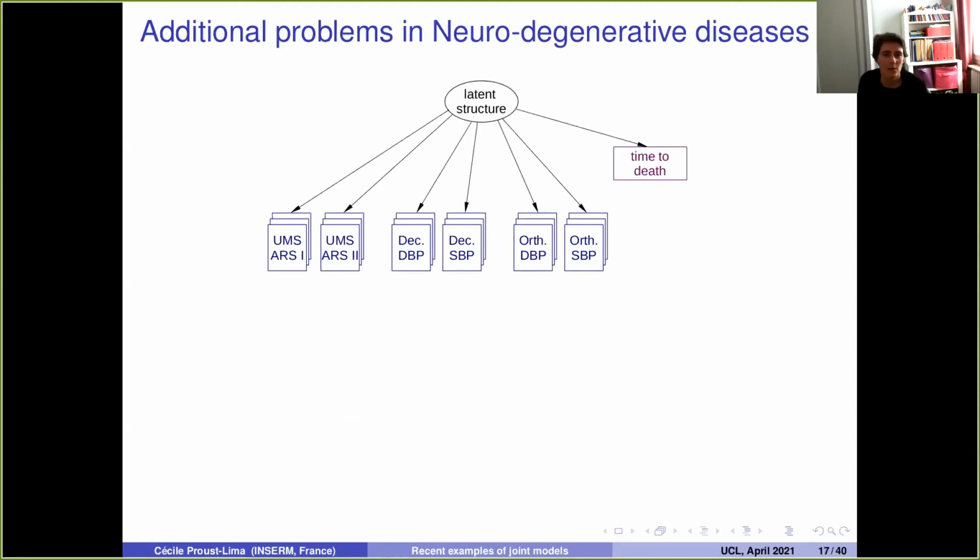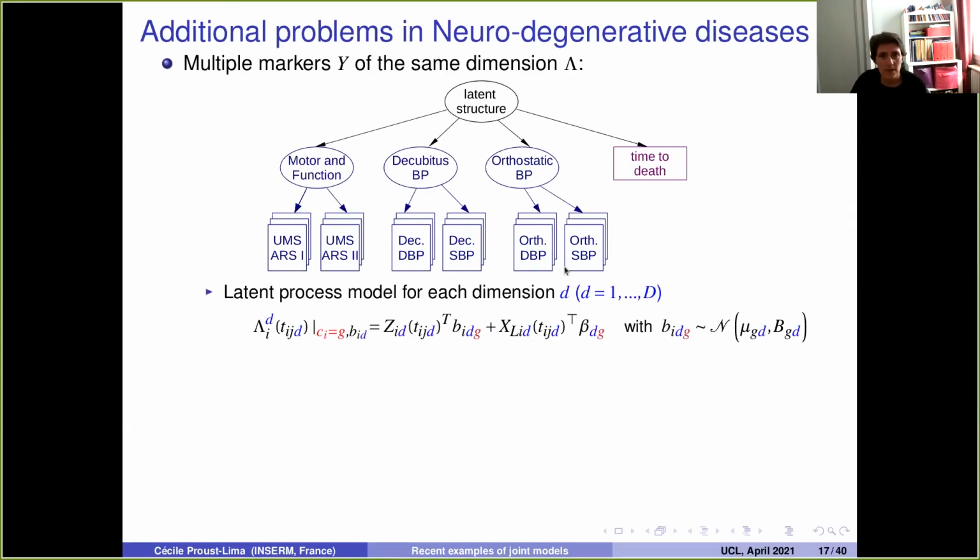But the problem is that there are additional problems in neurodegenerative diseases. When I introduced you to this pathology, I told you that we had a problem of function, a problem of blood pressure, and a problem of orthostatic blood pressure. So basically, we don't have 6 biomarkers of interest, but we have 3 dimensions of interest. And those dimensions have each one 2 biomarkers that measure them. So we need to take this additional structure into account, and this can be done by defining the linear mixed model to describe the dimensions, but not at the biomarker level, but at the intermediate latent dimension level.